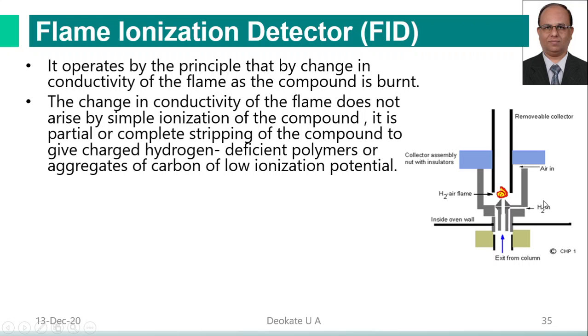You can see there is a flame. Generally, the flame is produced by using hydrogen, and when the sample enters it will get ionized, liberating the electrons which are captured by these plates. These are called the collector assembly, which captures all these ions and they are converted into the electrical signal. Then this is the air in for supporting the combustion of your hydrogen gas, and the exit from the column is entering through this nozzle into the flame.